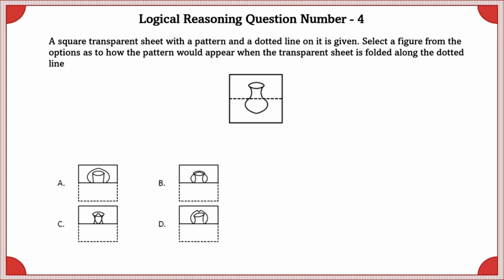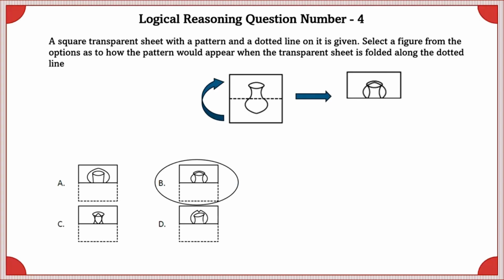Logical reasoning question number 4. A square transparent sheet with a pattern and dotted lines on it is given. Select a figure from the options so as to show how the pattern would appear when the transparent sheet is folded along the dotted line. If we fold this transparent sheet, we will get the correct option as the B option.